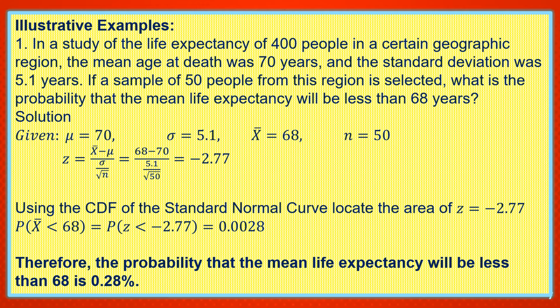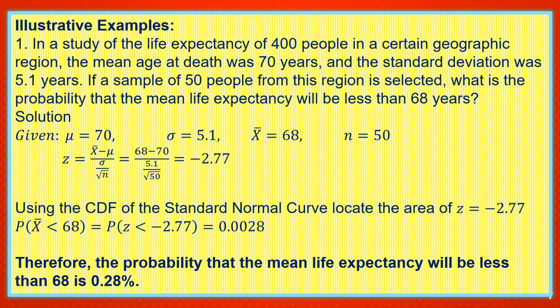For the solution, we are given that mu is 70, sigma is 5.1, the sample mean is 68, and n equals 50. So z equals the sample mean minus mu, divided by sigma over the square root of n, and that is equal to 68 minus 70 divided by 5.1 over the square root of 50, and that is equal to negative 2.77.